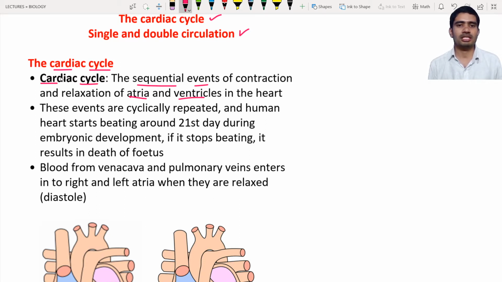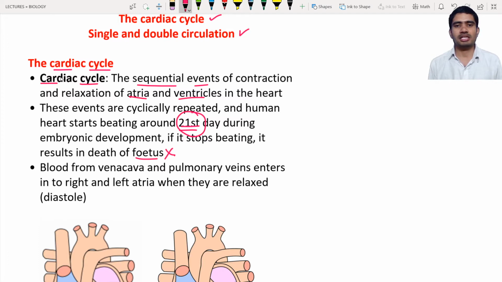First, we have to discuss the fetus. Fetus means a growing baby. When the fetus is growing inside the mother's womb, at around the 21st day, the heartbeat starts. If the heartbeat doesn't start at the 21st day, the fetus is going to die.